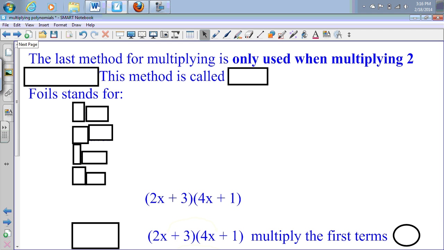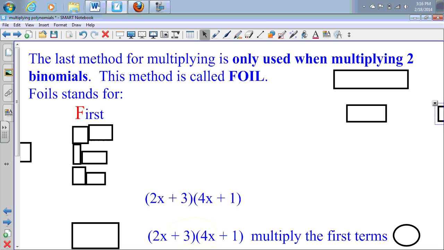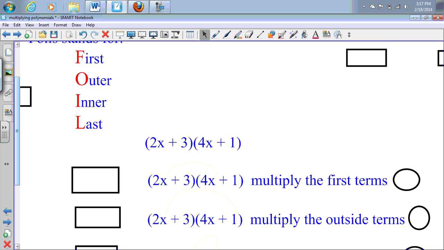We're going to get into the last method when we're multiplying, and you only use it when you're multiplying two binomials. This term is known as the FOIL method. Okay? F stands for the first term. O stands for the outer terms. I stands for the inner terms. L stands for the last term. Okay, so the FOIL method.